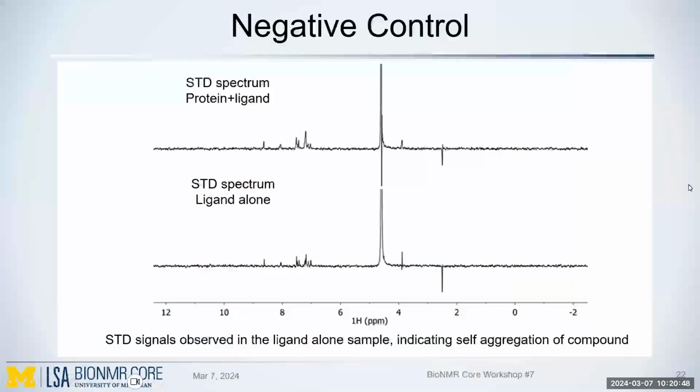So here's an example. On the top, this is an STD spectrum of protein together with ligand. And we can clearly see those positive signals, and you may conclude that this ligand binds to the protein. However, if you also run a control experiment with ligand alone, that is without adding the protein, you can see there's still a positive signal in the STD spectrum. That tells you this ligand may aggregate in solution, so it also gives positive signals in the negative control experiment. And then this ligand should be eliminated from further analysis.